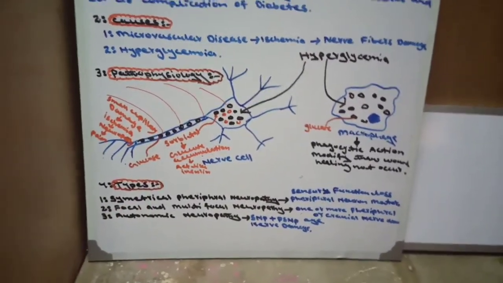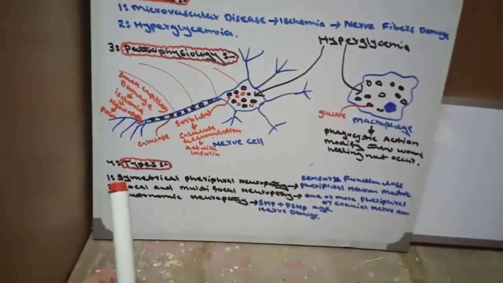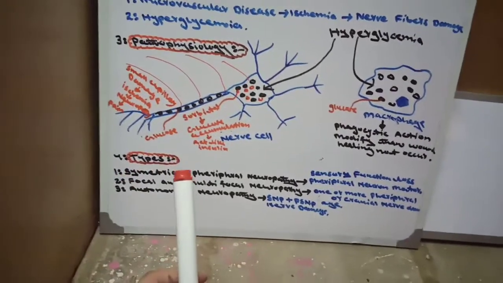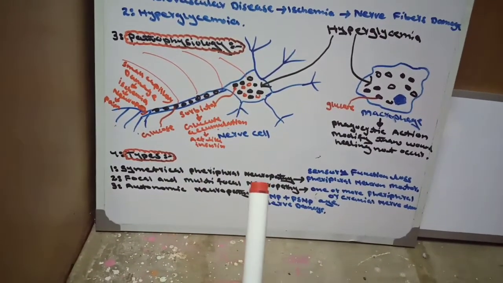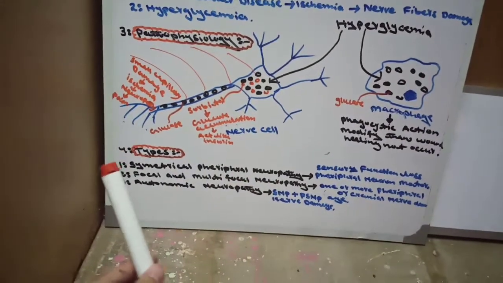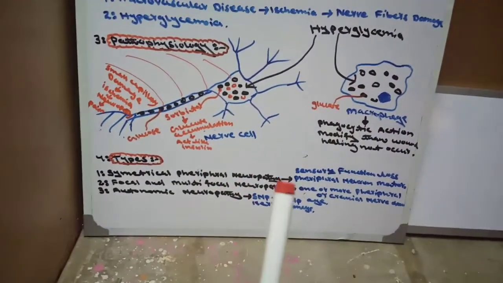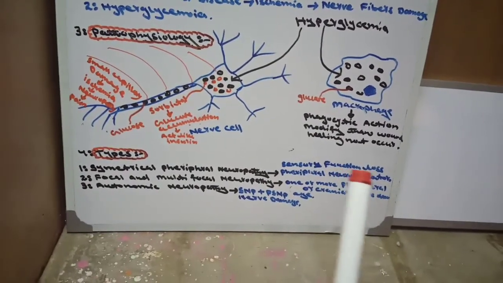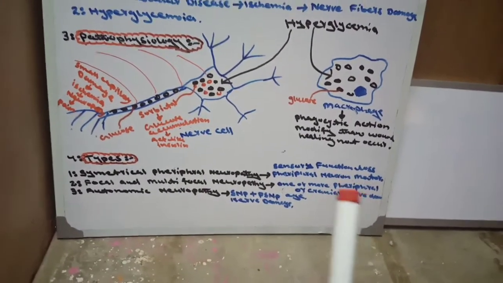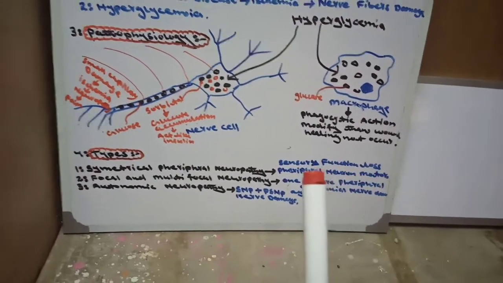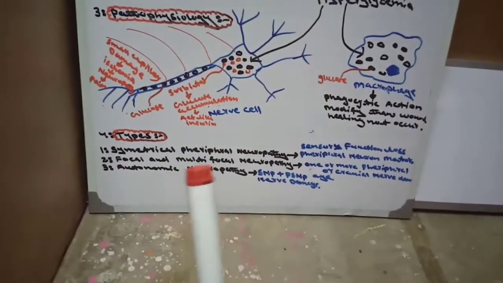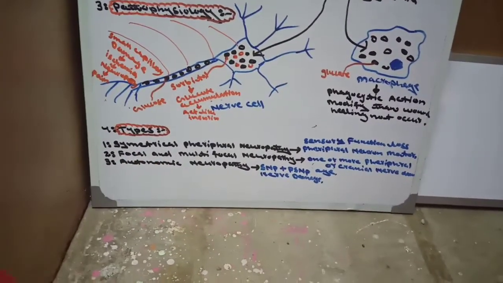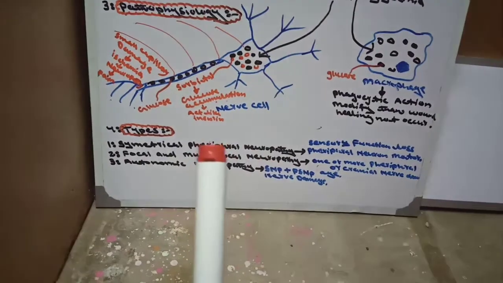We simply remember the types by their names. Number one, symmetrical: symmetrical means on both sides. Number two, peripheral: peripheral means peripheral neuron. Third is neuropathy: neuropathy means nerve damage. Symmetrical peripheral neuropathy means the peripheral neurons lose motor and sensory function. When peripheral neurons lose motor and sensory function symmetrically, this is called symmetrical peripheral neuropathy. The second type is focal and multifocal neuropathy. Focal means at one site, and multifocal means at many sites.